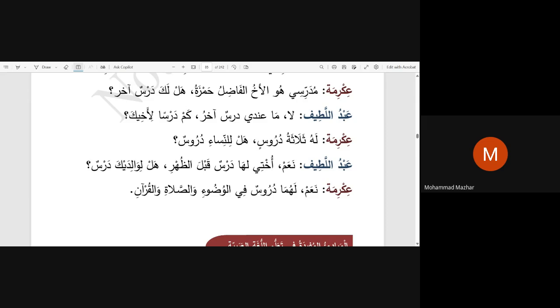Yes, the both of them have, the 2 of them. لهما, the both of them, my parents. لهما, they have classes in wudu and salah and Quran.